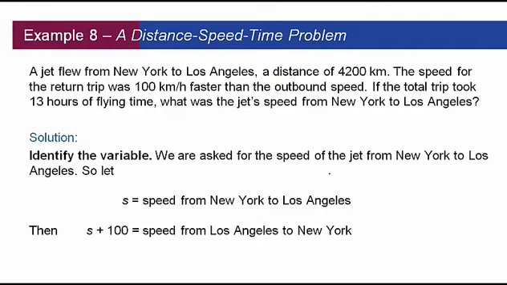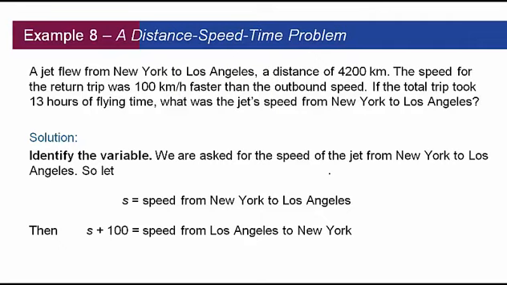All right, so we read it all the way through. We identified what type of question it is. It's definitely a distance equals rate times time question because it's talking about distances, rates, and times. Now we can identify the variable. It wants to know what was its speed from New York to Los Angeles. So S is going to be the speed from New York to Los Angeles.